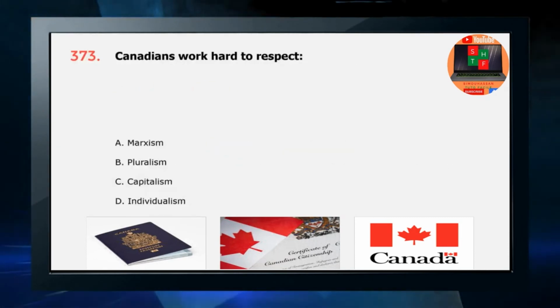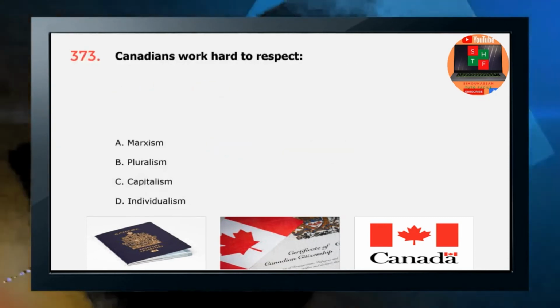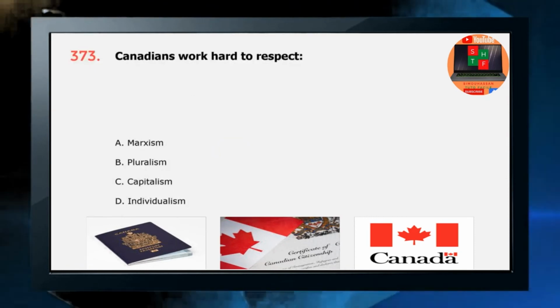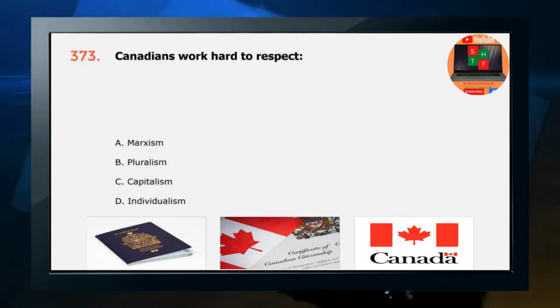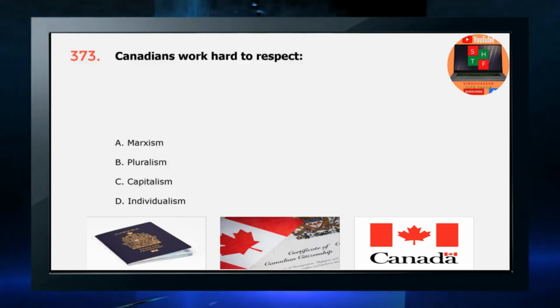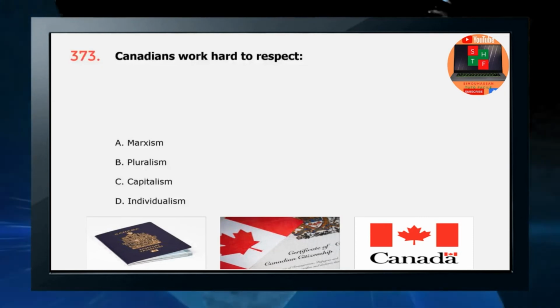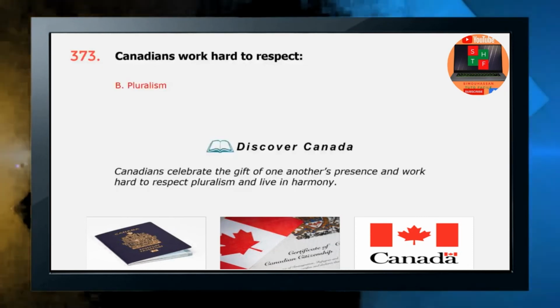Question 373. Canadians work hard to respect: A. Marxism. B. Pluralism. C. Capitalism. D. Individualism. The answer is B. Pluralism.